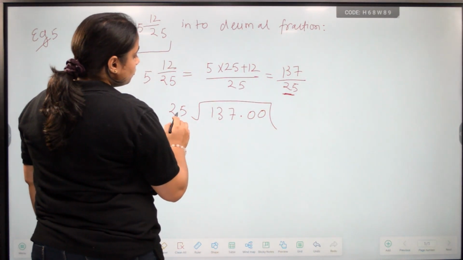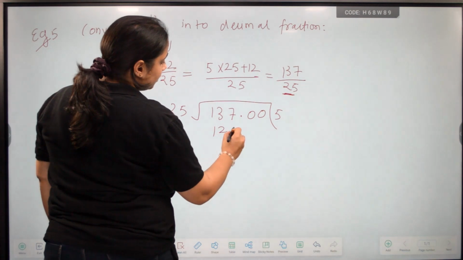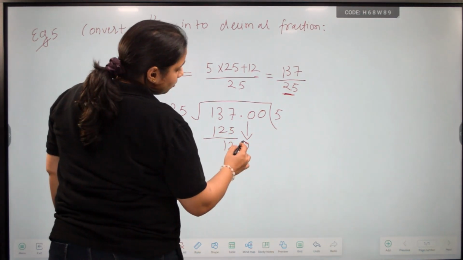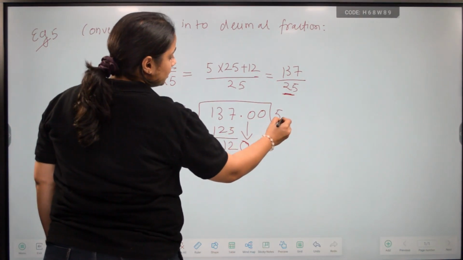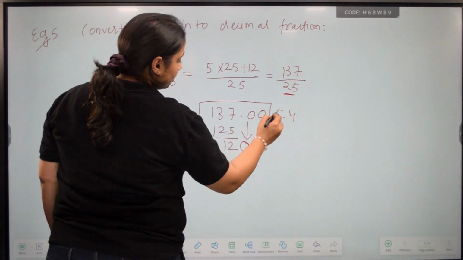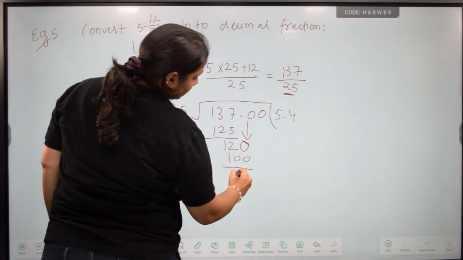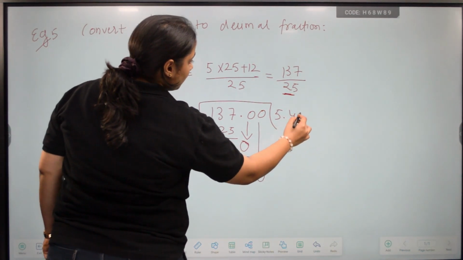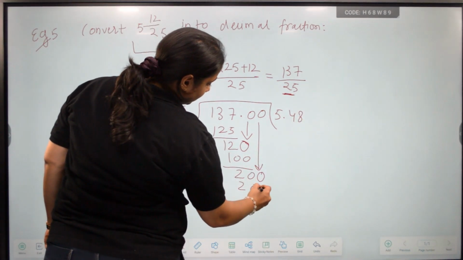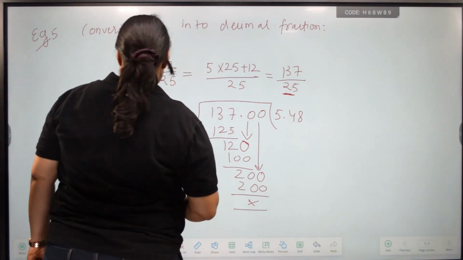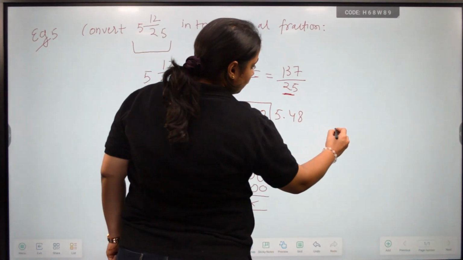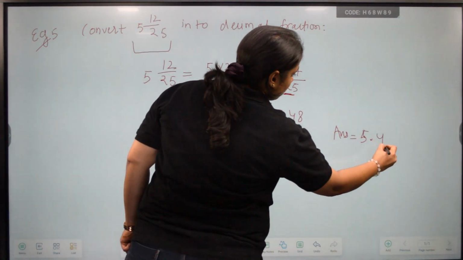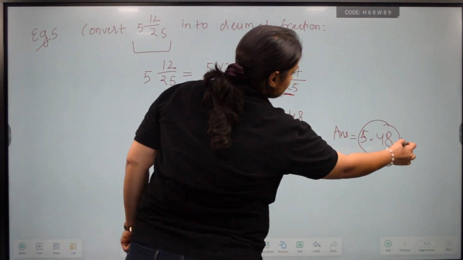25 into 5 is 125. We'll get 12 here. Now placing the decimal here. Now 25 into 4 is 100. We'll get 20 here. Now bringing this 0 here, and 25 into 8 is 200. So the remainder is 0. So the final answer will be 5.48. So this is the final answer.